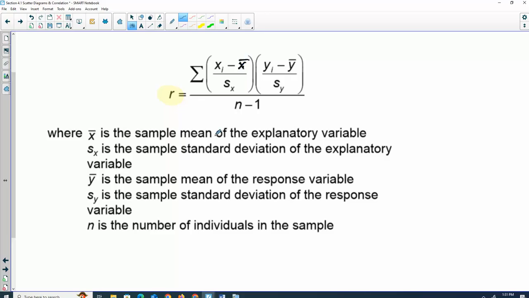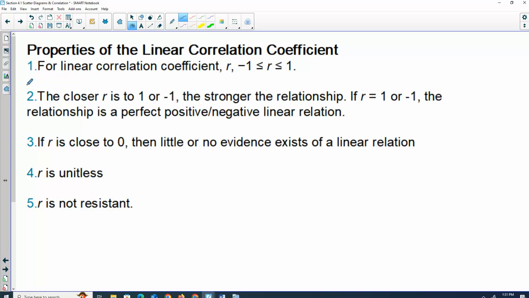We know x bar means mean of x. What does s mean? Standard deviation. What's n? The number of points. Okay, so we should be able to read the formula even though it's complicated.